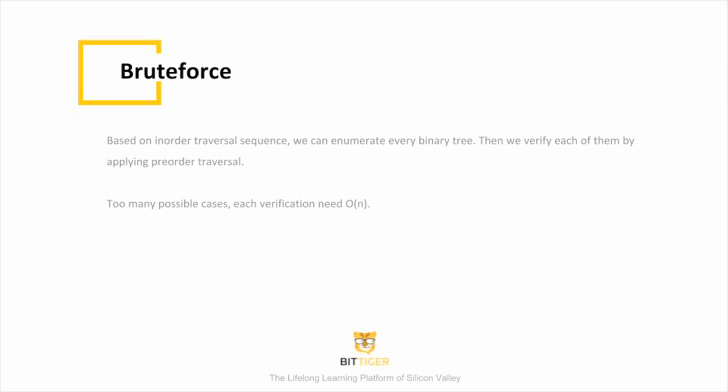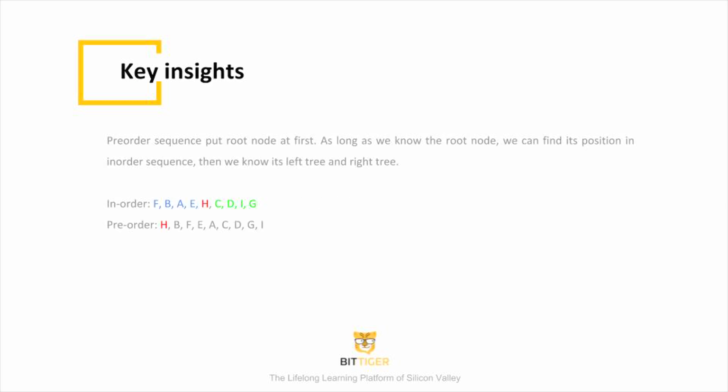The brute force method is easy to think of. We can enumerate all the binary trees based on in-order traversal sequence, then verify each of them by applying pre-order traversal. Please note the verification needs O of n time, and also there are many possible cases. The final time complexity can be huge. We need a few insights to solve this problem properly.